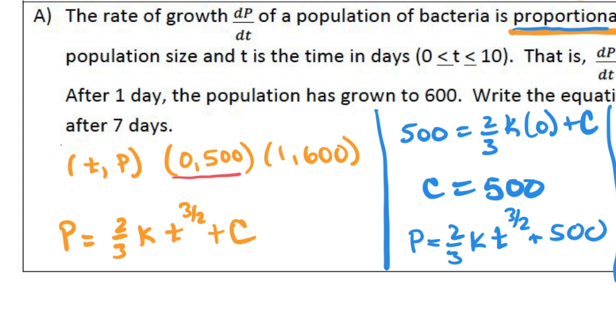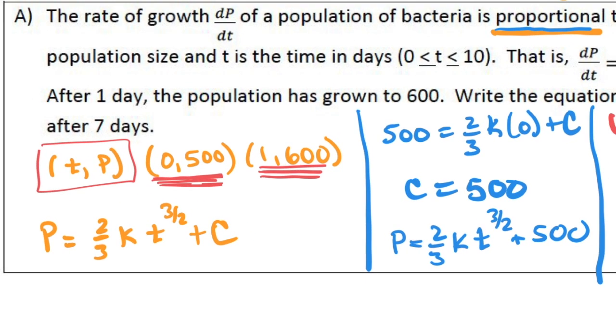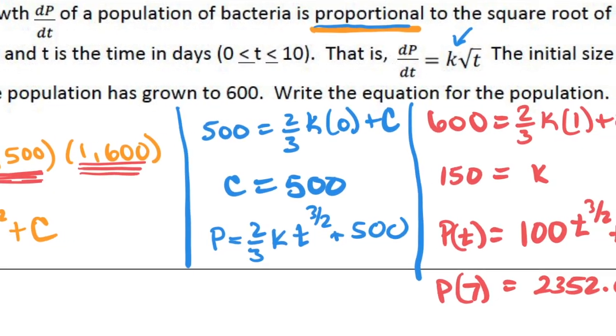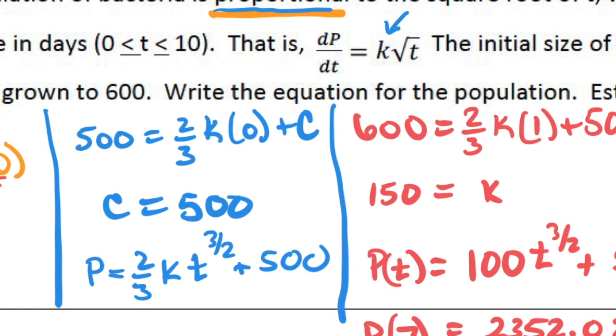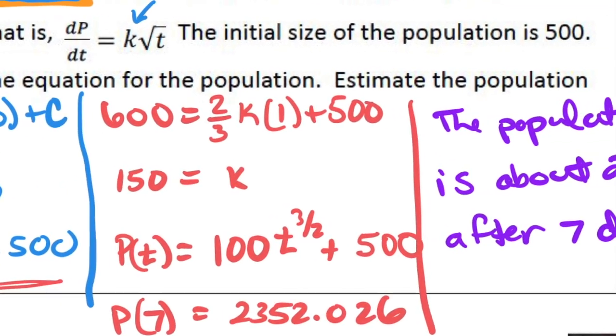So you're going to write your points as t comma p, which is generally the way you let the independent variable be time and your dependent variable be whatever you're working with. Afterwards, you integrate and find that p is equal to 2/3 k, t to the 3/2 plus c. Use one of your 2 points, generally starting with your initial value, to find the c, and you come up with your new equation. You're still missing the variable k.